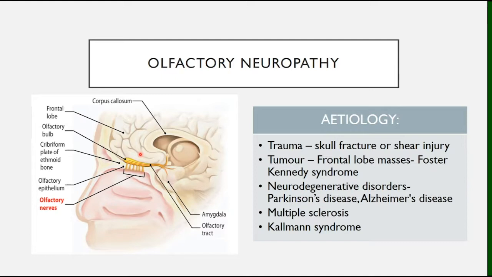And then, as we know, with neurodegenerative disorders like Parkinson's and even Alzheimer's, one of the earliest signs is anosmia. Multiple sclerosis can also cause this, and congenital causes: if it's a young male or female, with delayed puberty in the case of a male, then you can think about things like Kallmann syndrome.